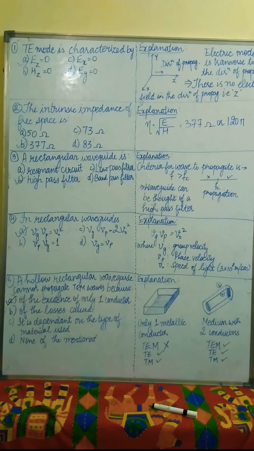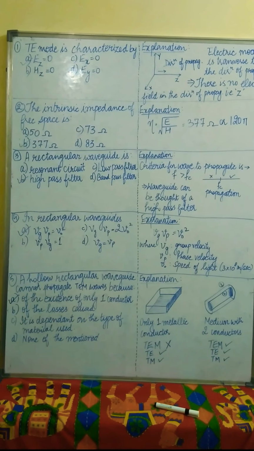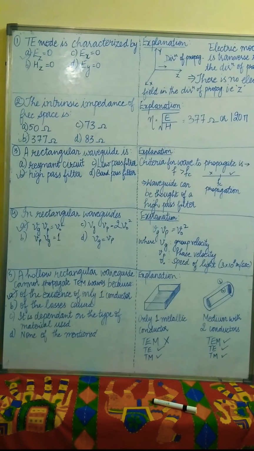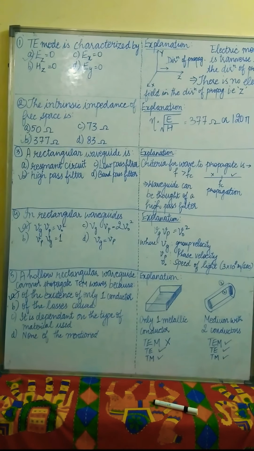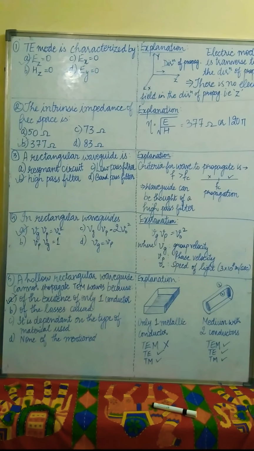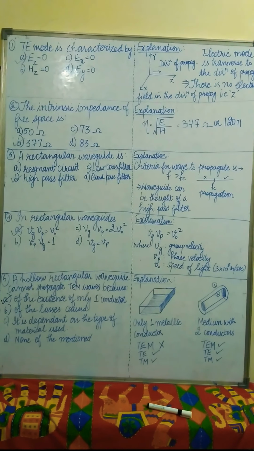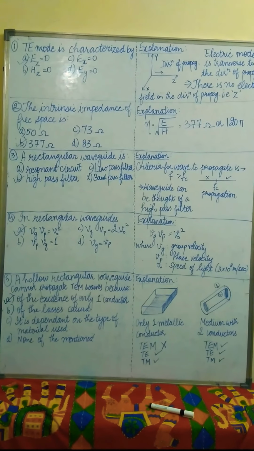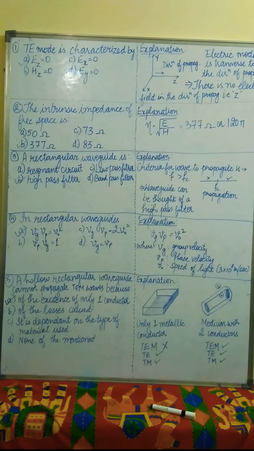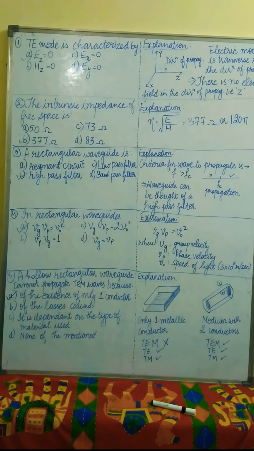The options like 50 ohm or 73 ohm are basically the impedances of coaxial transmission lines. Whatever coaxial transmission lines are usually available in the market have impedances of 50 ohm or 73 ohm, whereas free space impedance is 377 ohm.